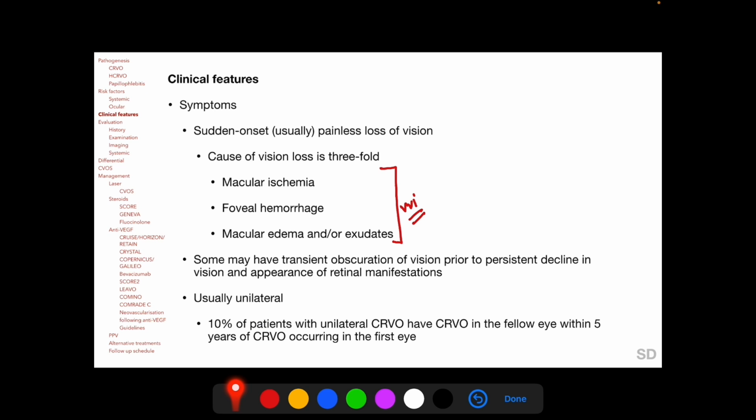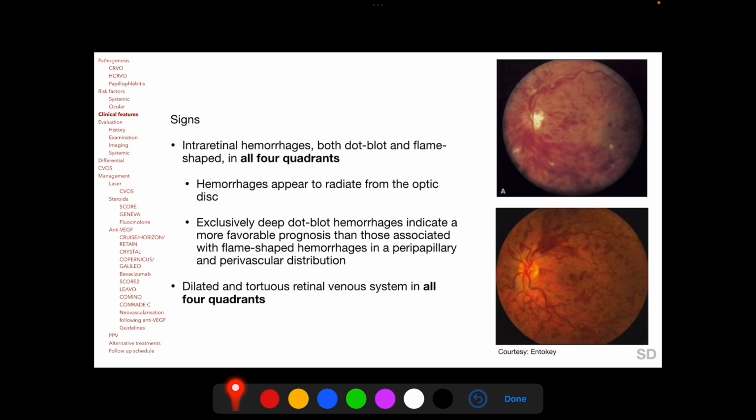CRVO is usually unilateral, and it has been estimated that only 10% of patients with unilateral CRVO develop CRVO in the fellow eye within 5 years of CRVO occurring in the first eye. As seen in these two clinical photographs, the classic signs of central retinal vein occlusion are intraretinal hemorrhages, both dot blot and flame shaped, and dilated and tortuous retinal venous system in all four quadrants. Presence of these two clinical features in all four quadrants helps us to differentiate central retinal vein occlusion from hemicentral retinal vein occlusion and branch retinal vein occlusion.